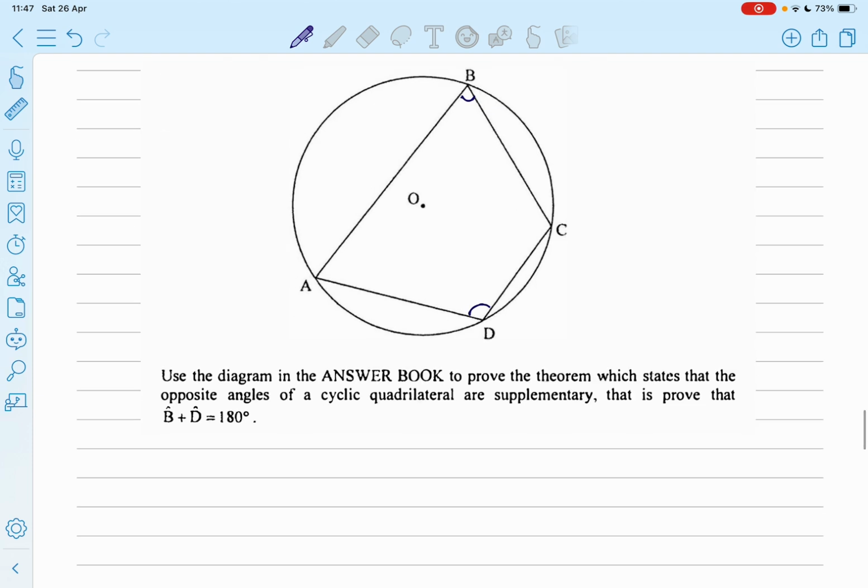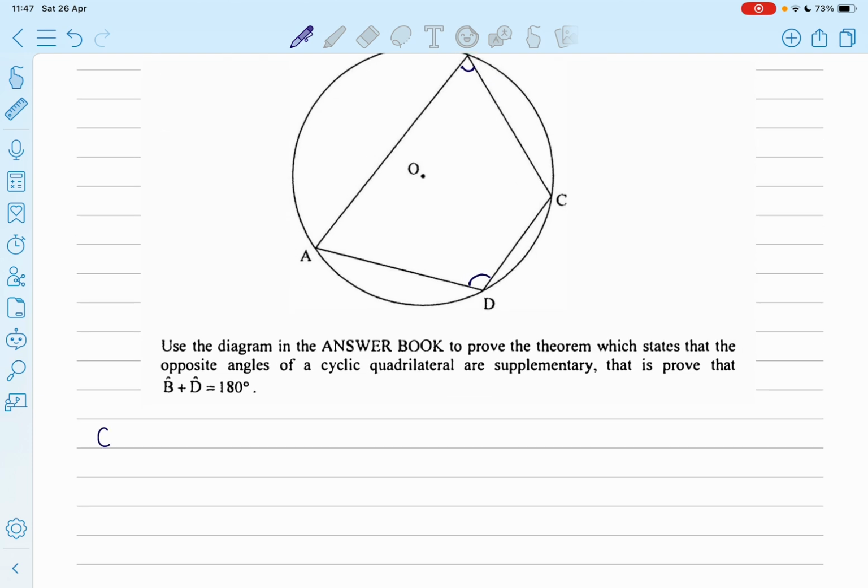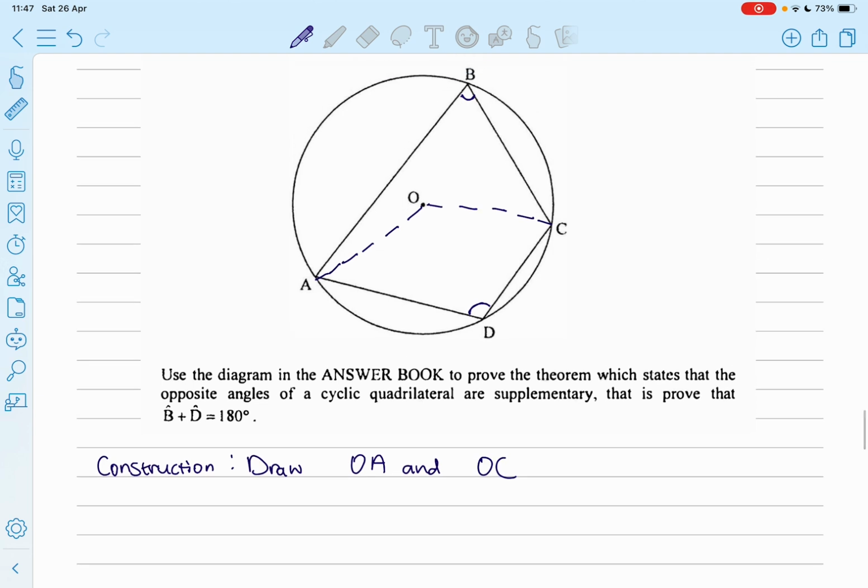To start with our proof, we're going to do a construction. The first line would be from O to A, and then the second one would be from O to C. This allows us to then use the angles at the center to prove that angles B and D are supplementary.